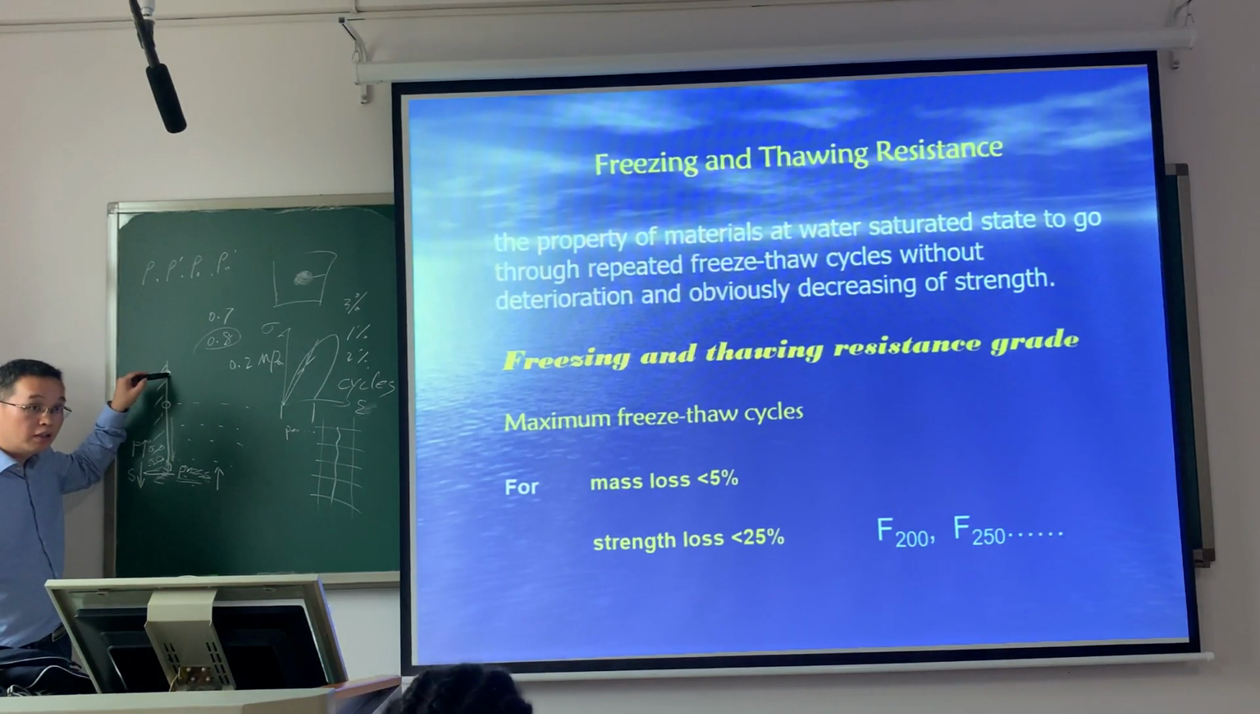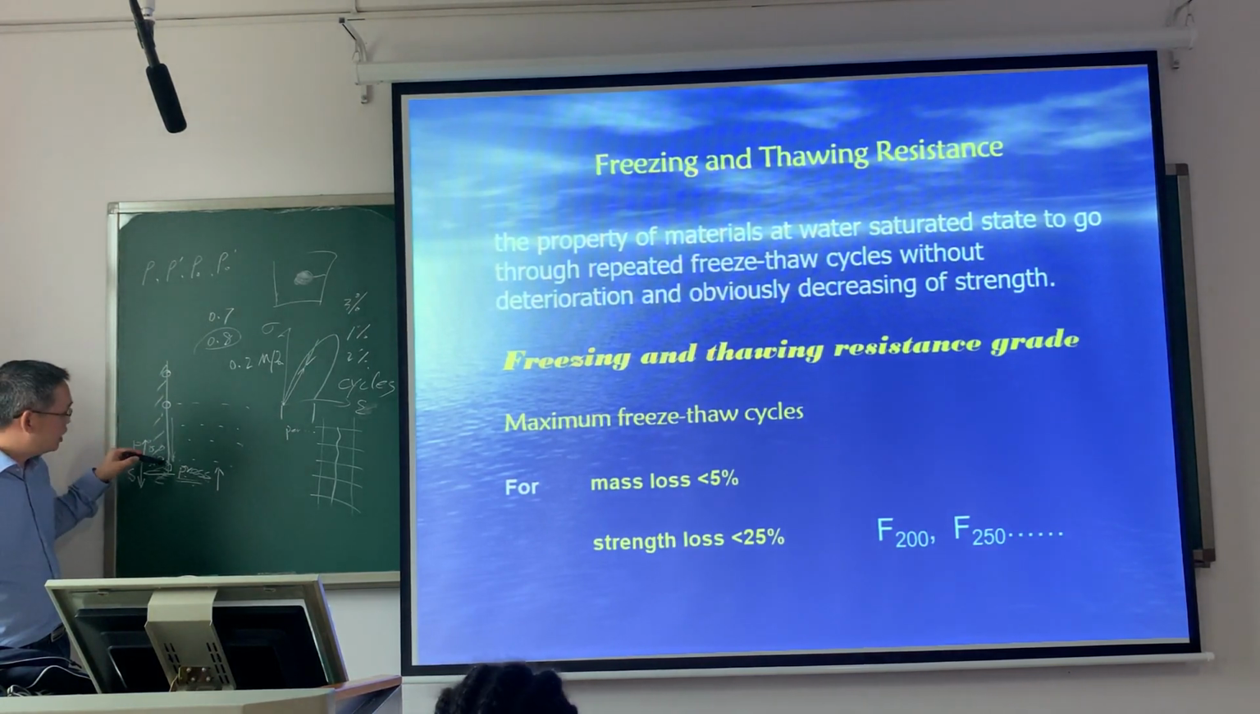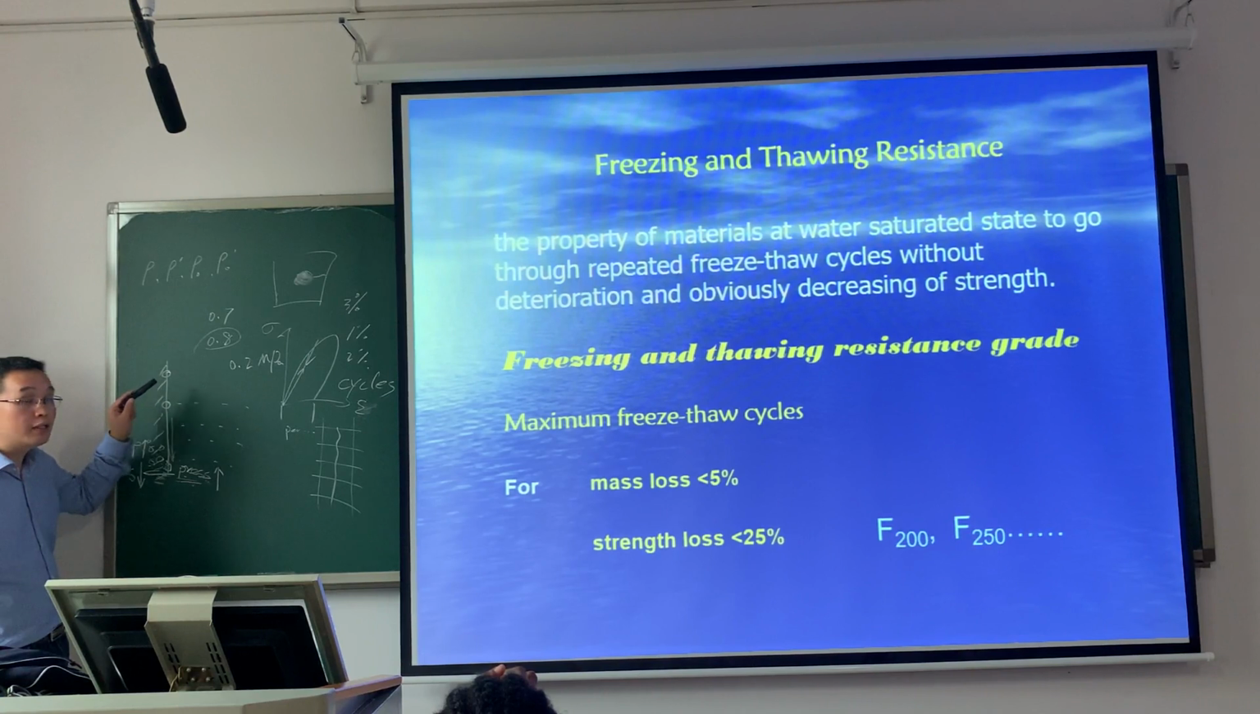This is above the water. This is at the surface of the water. This is under the water. Which place is the worst after the freezing and thawing cycles?